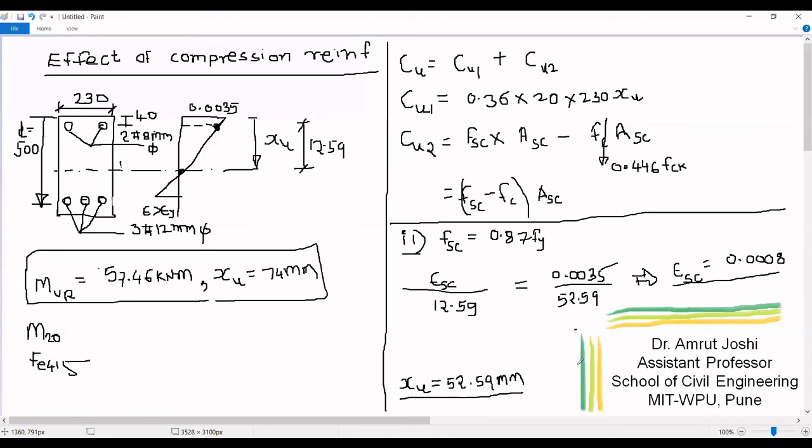Now we are going to ask ourselves a question. What is the value of stress corresponding to this strain in Fe415 steel? So I will have to go to stress strain curve of Fe415, and I will have to work out what is the value of stress at the level of 0.0008 strain. FSC turns out to be equal to 250 MPa.